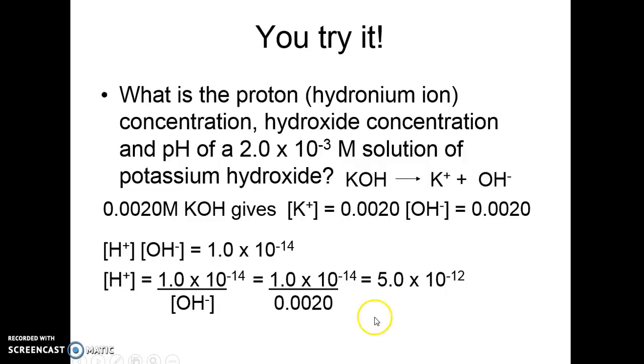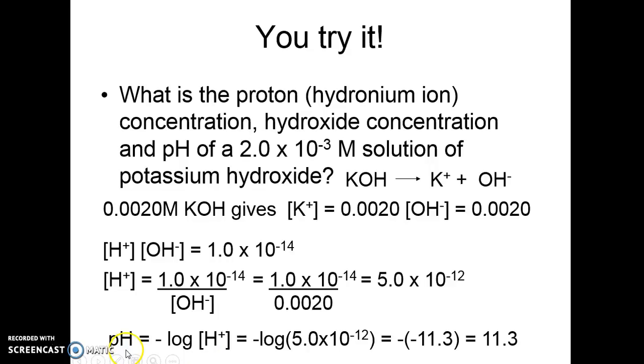Now we're going to figure out our pH. What do I take the negative log of? What number do I use here? Do I use this one? Do I use this one? Do I use this one? Since it says pH, I look for proton concentration. This is proton concentration, so I take the negative log of it, and I get 11.3.